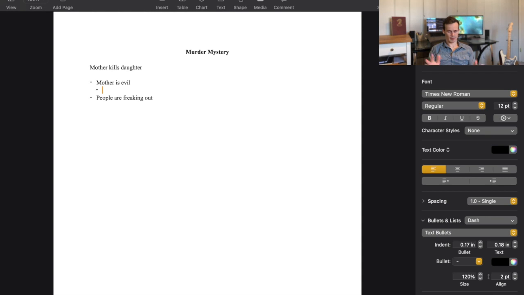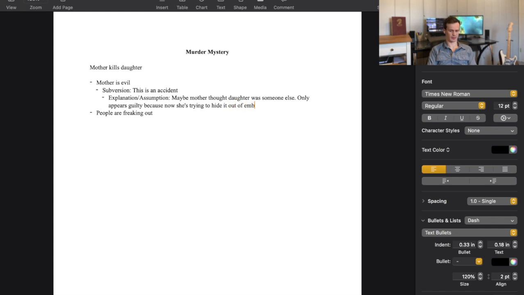So for our first one, mother's evil. Well, maybe mother's not evil. Maybe this is an accident. So I'm going to label this subversion: this is an accident. Great. And then our explanation slash assumption is maybe mother thought daughter was someone else, and only appears guilty because now she's trying to hide it out of embarrassment. Embarrassment or guilt or something.